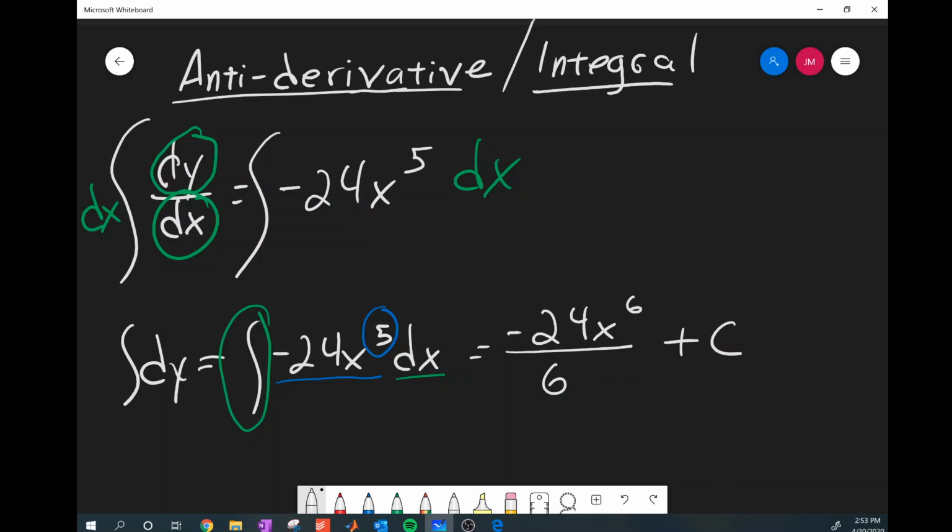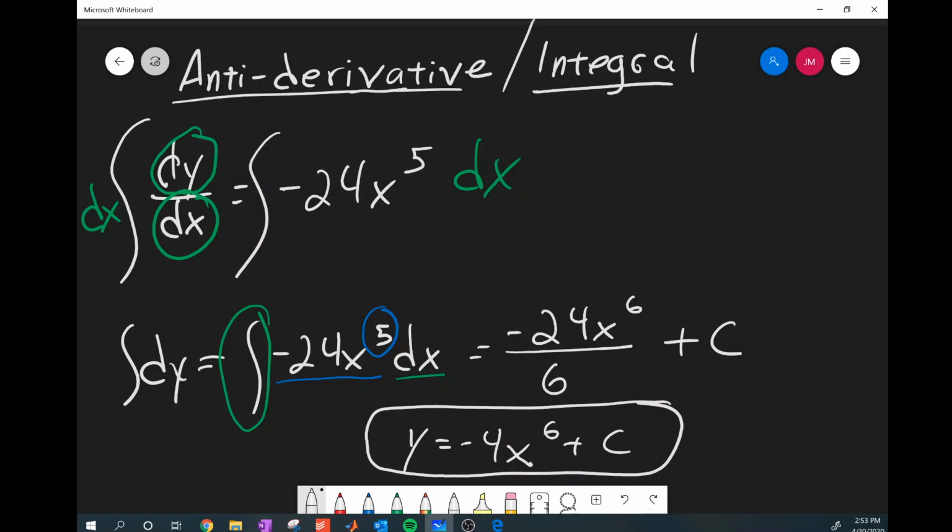And now I can simplify. And we're left with y equals negative 24 divided by 6 is negative 4x to the 6th plus c. And that is the integral of that value.